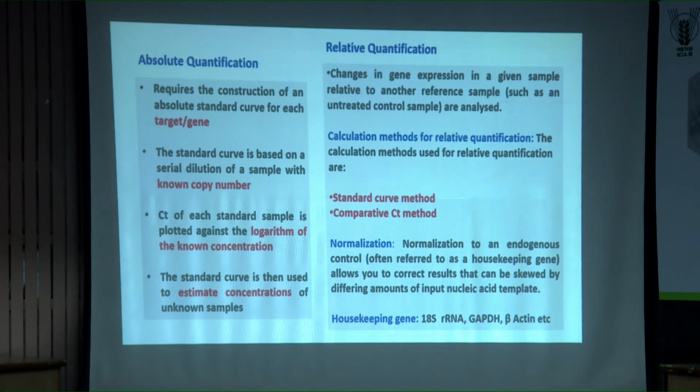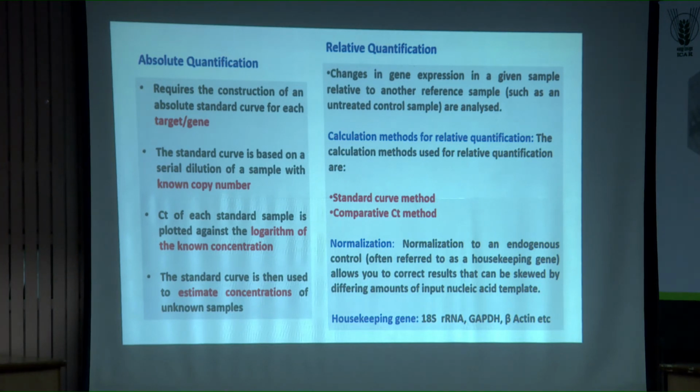In relative quantitation, you are going to have a reference gene whose expression is not altered in the conditions in which you want to estimate the gene expression level. It may be antibiotic tolerance or resistance or heat tolerance or any variables, whatever you want to study, right? And change in gene expression in a given sample relative to another sample, right? I'll try to explain in a much better way in the next slide.